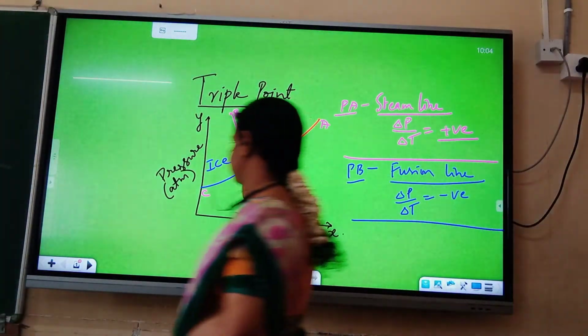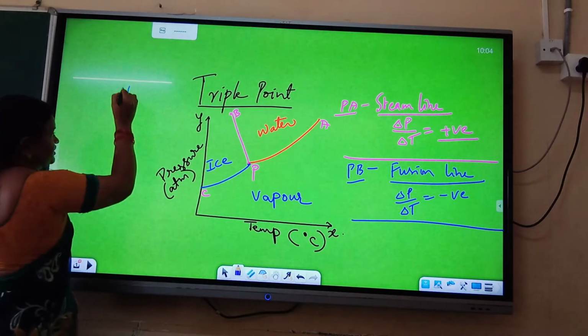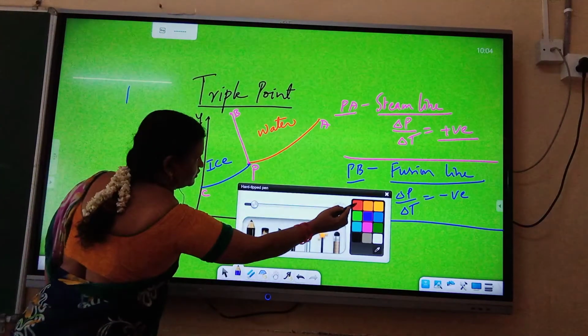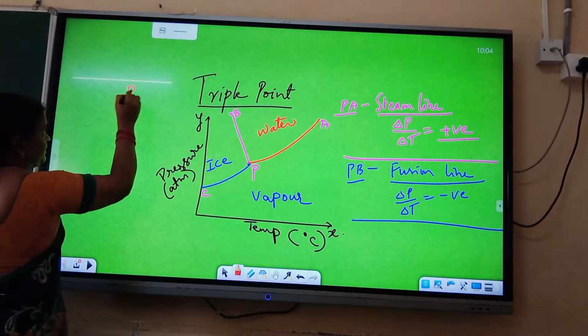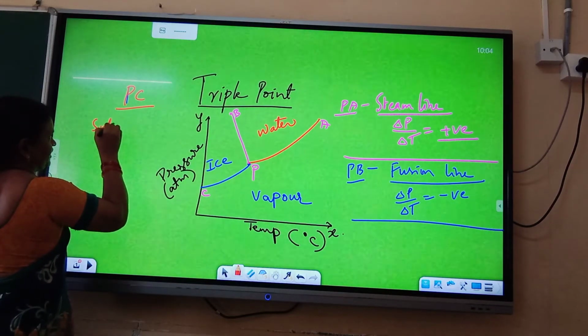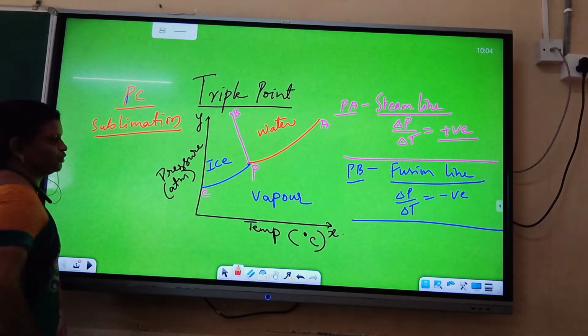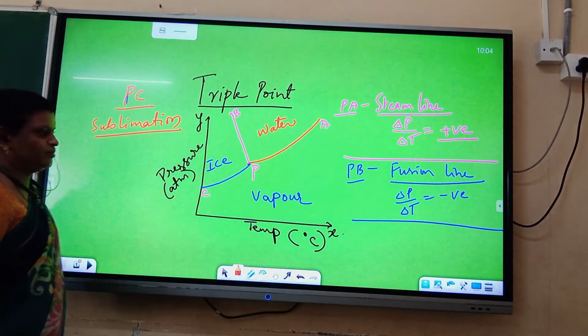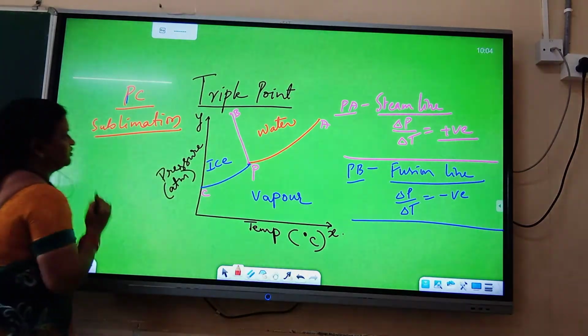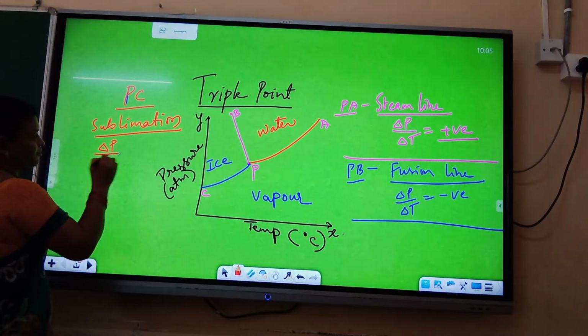Then about this, this is TC here. This PC, whatever is there, can be called as the sublimation line or sublimation curve, sublimation point. This sublimation point is increasing along with the pressure. That's why here also we have delta P by delta T.